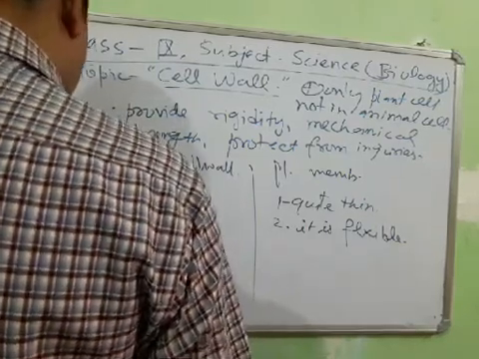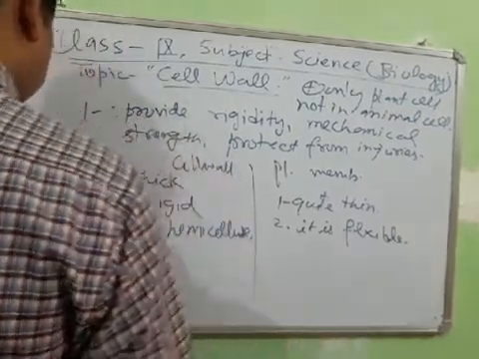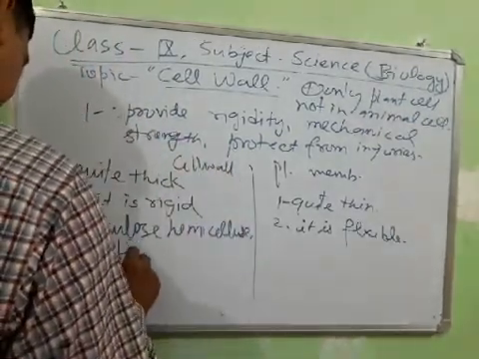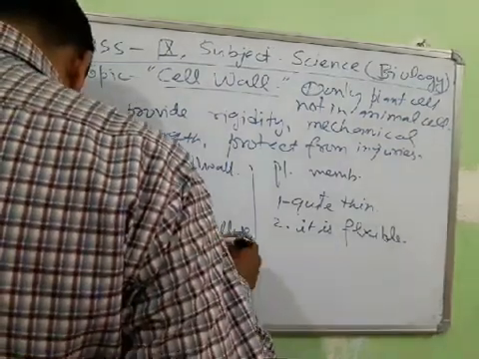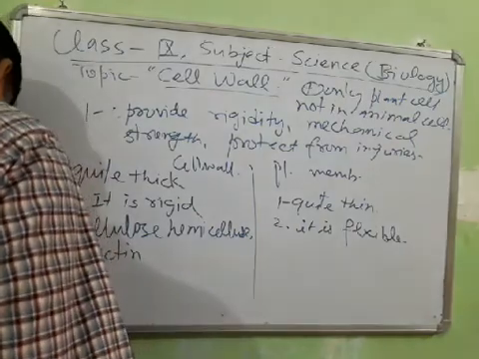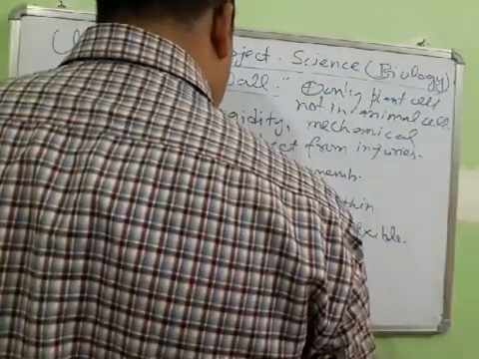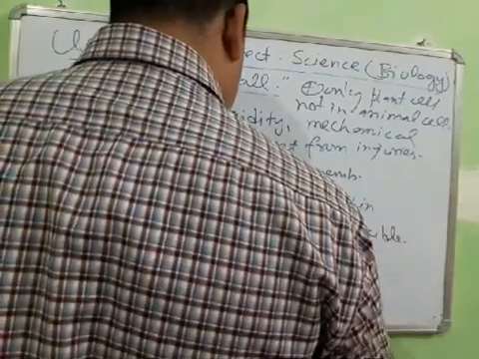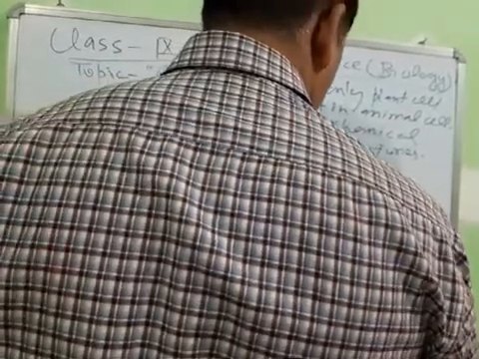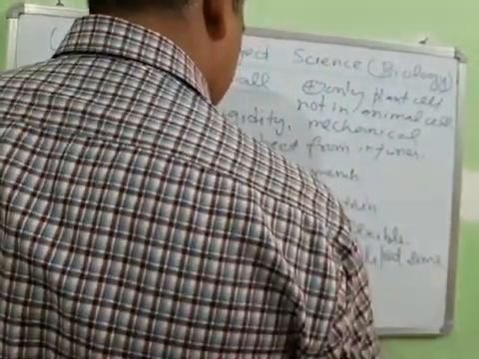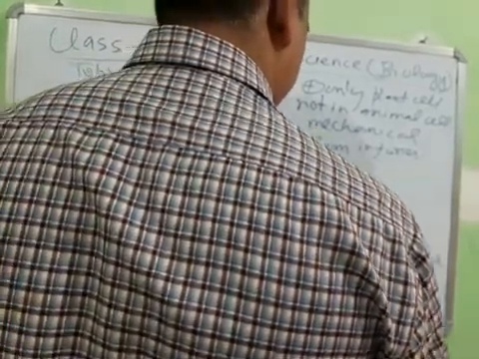Cellulose, hemicellulose, pectin, and the plasma membrane is made up of protein and a few smaller carbohydrates. Protein, lipid, some smaller carbohydrates.